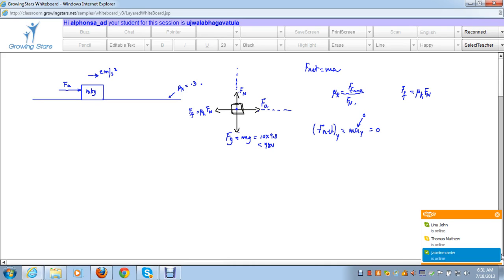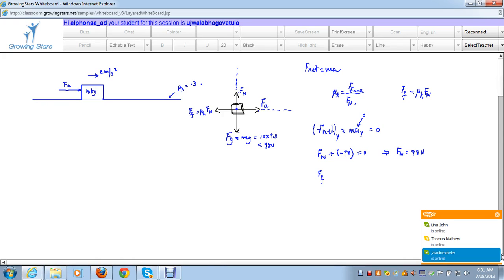Correct. So how do you write that? F net means it's Fn plus minus 98. Do you see that? That's zero. Is it clear? Because Fn is positive and 98 is negative. So Fn minus 98 is zero. So from that we get Fn equal to 98. Are you following? And once you know Fn, you can calculate what will be Ff now.